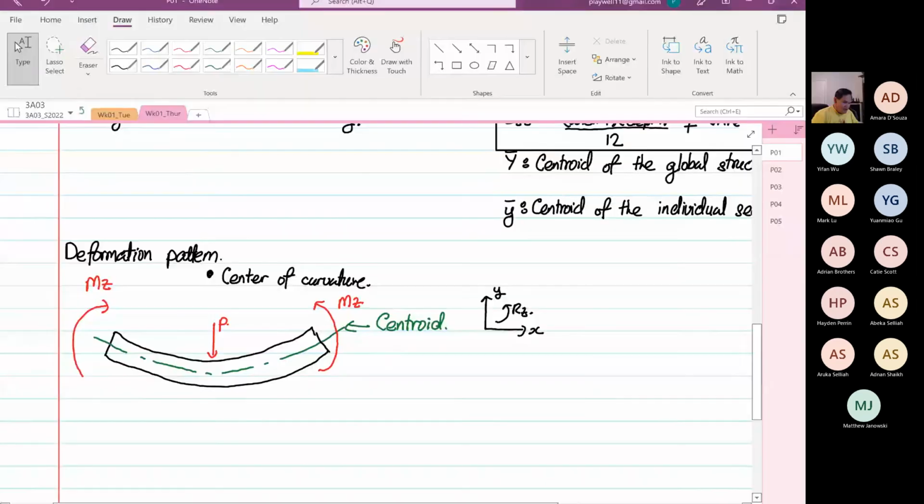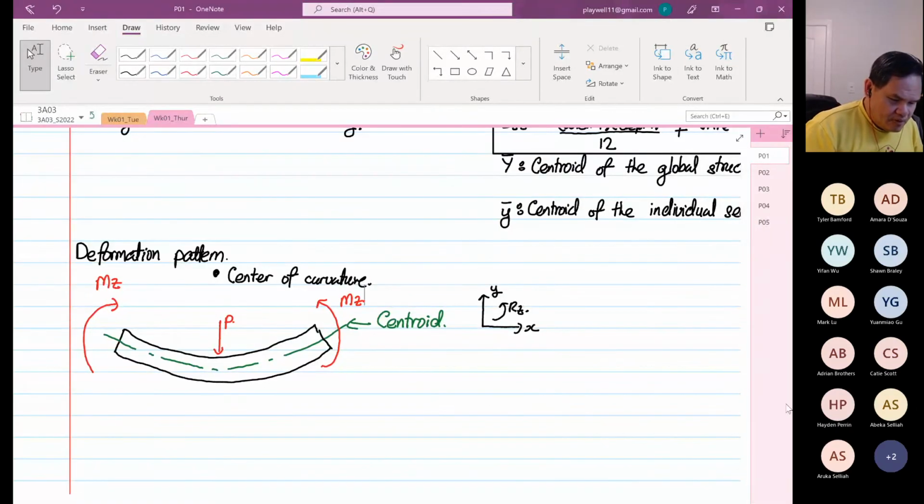So that is why when we sketch, I do apologize. I hope now you see my OneNote, yes? Yep, we're back. Okay, thank you. So that is why we draw the moment in that direction.